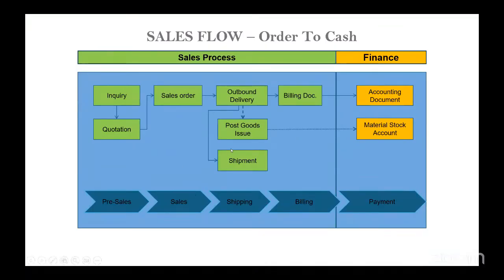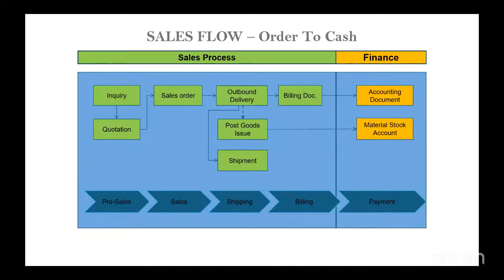sales OTC process, the sales flow we call it. It begins with inquiry, quotation, and then sales order. From the sales order, the outbound delivery will be created, and then goods issue. Goods issue will make the change in the stock, increment and decrement, in the stock account. Then if needed, we will be creating the shipment document. Then from the outbound delivery we will be creating the billing document. That billing document will have an impact on the accounting document. So that's the general flow that we discussed yesterday.